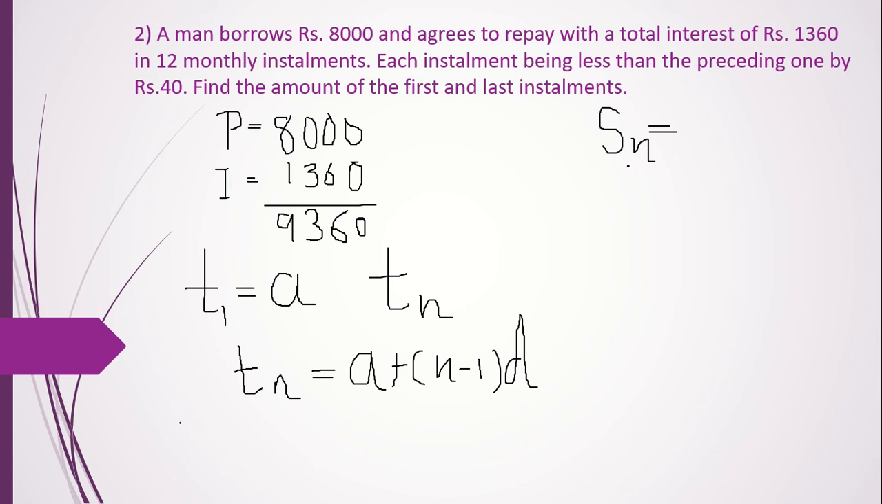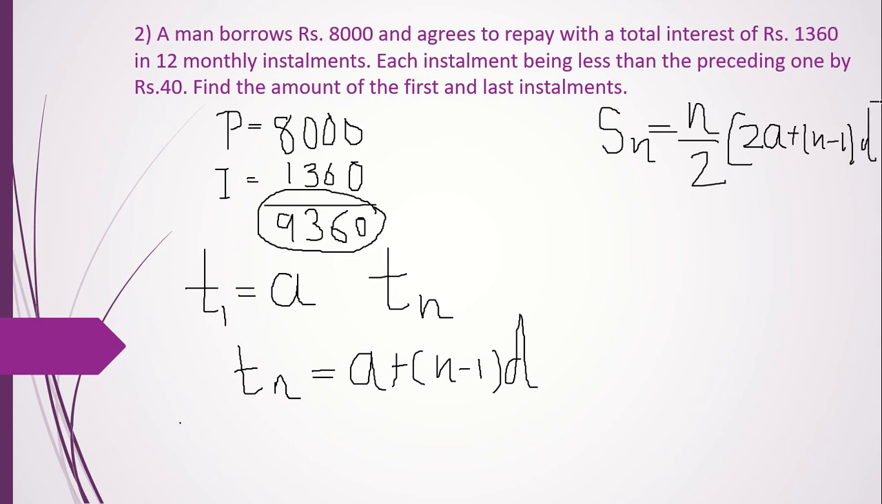And we know what Sn is. The sum of those 12 installments is 9,360. So much amount he has to pay back. This answer we already know. So Sn is n by 2 in the bracket 2a plus n minus 1 d. Now using the Sn formula we will get a.